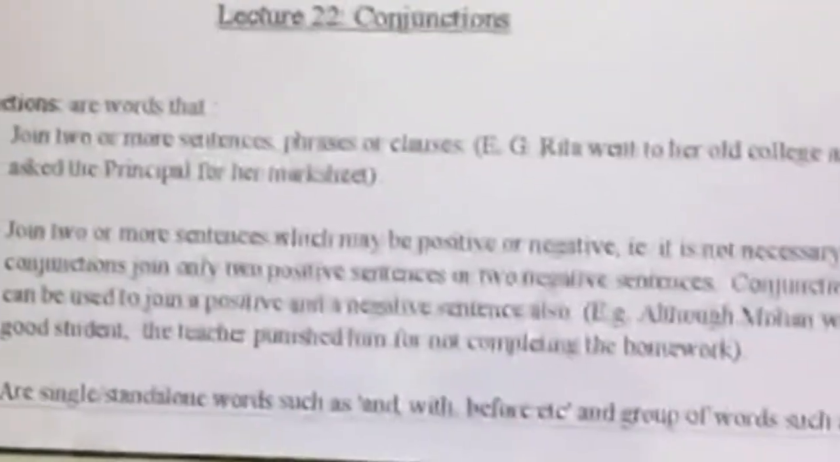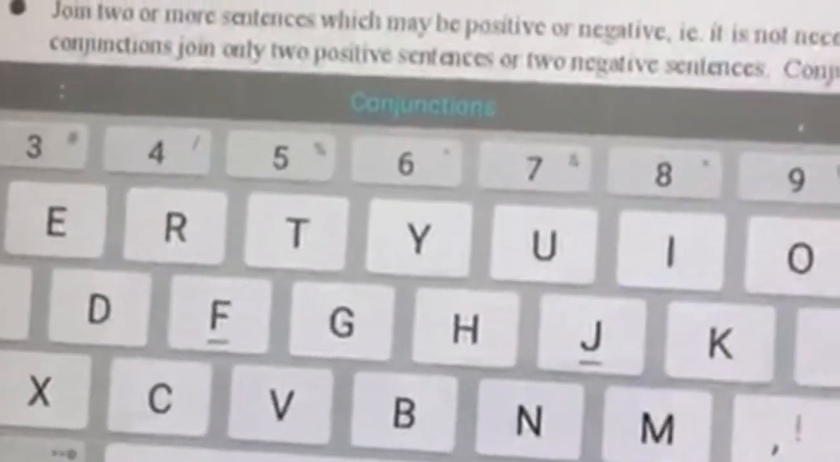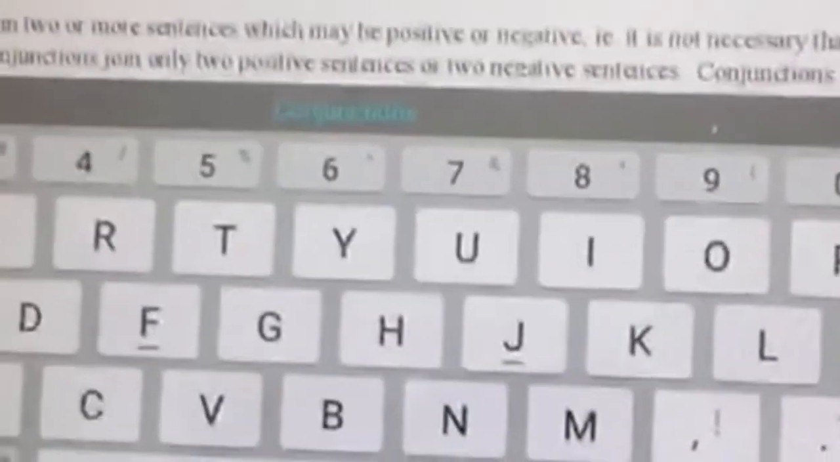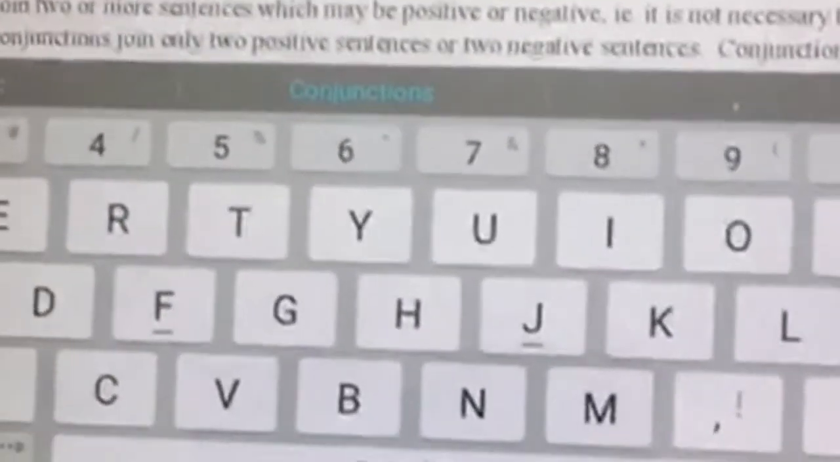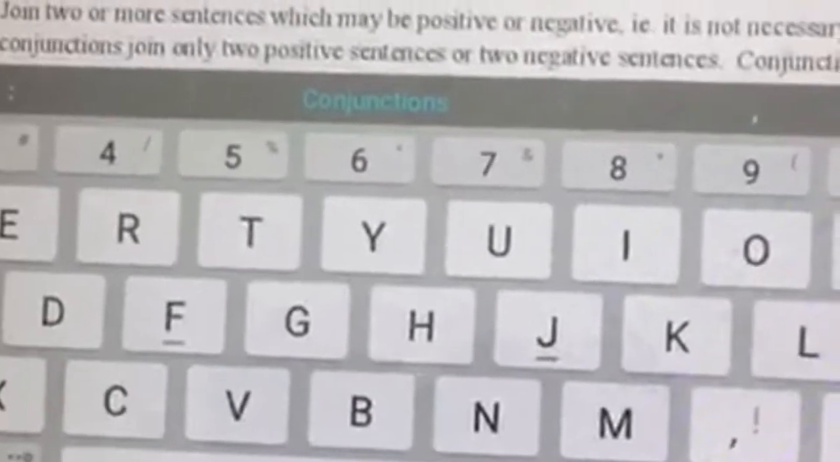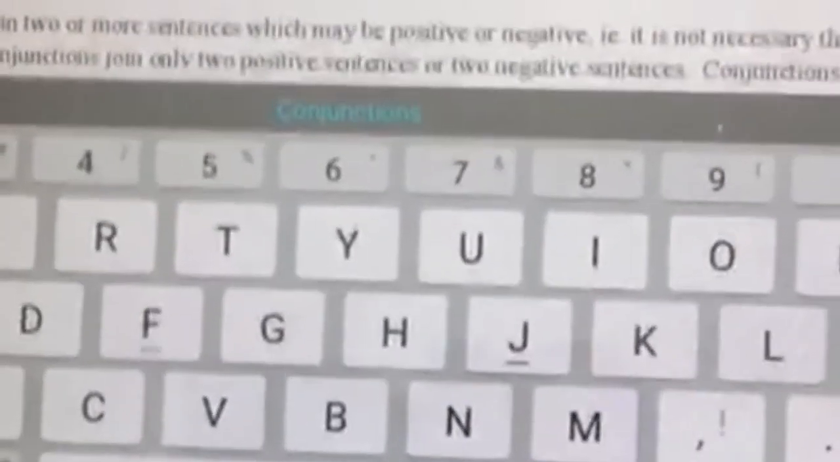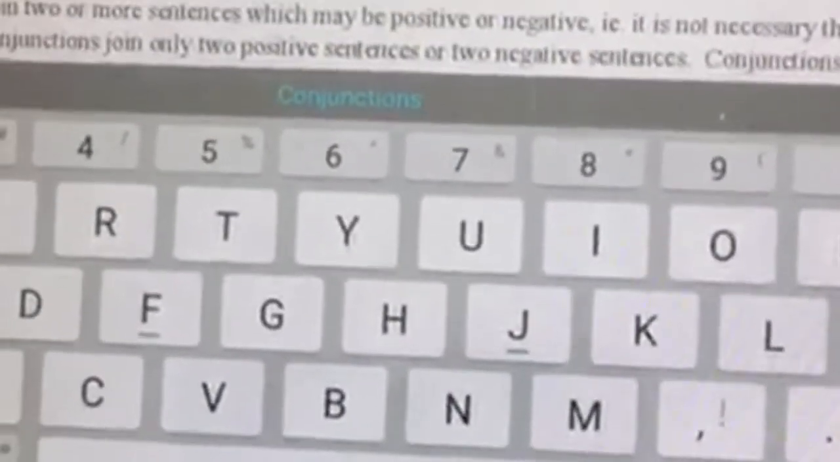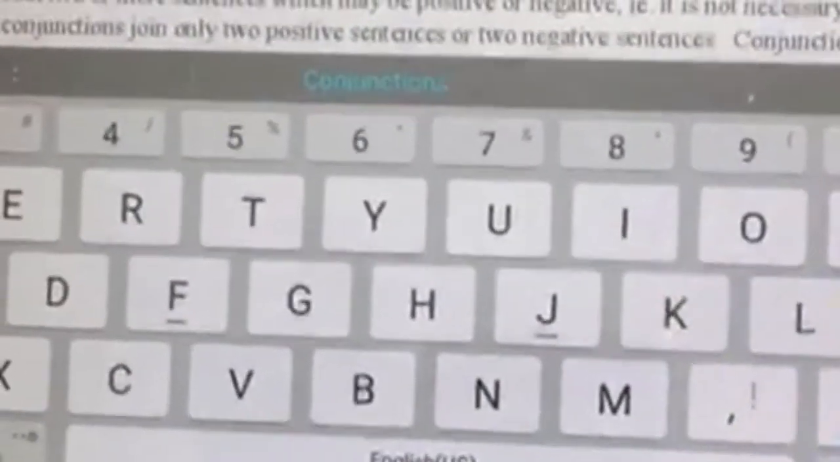So conjunctions, right? What are conjunctions? Conjunctions are nothing but words which join two or more sentences, phrases or clauses. For example, Rita went to her old college and asked the principal for her mark sheet. And is a conjunction here because we can easily split this big sentence into two sentences. Imagine that originally only two sentences were there: Rita went to her old college, full stop. She asked the principal for her mark sheet.